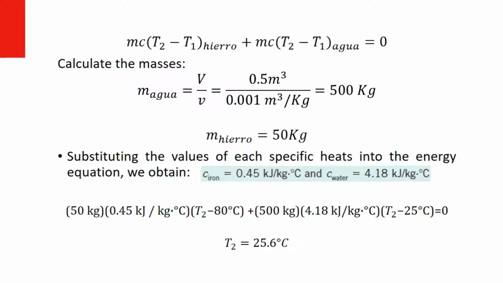Substituting these values into the energy equation, we obtain the final temperature, which is 25.6 Celsius degrees. Therefore, the thermal equilibrium is established. Both the water and the iron will be at 25.6 Celsius degrees. Therefore, when thermal equilibrium is established, both the water and the iron will be at 25.6 Celsius degrees.